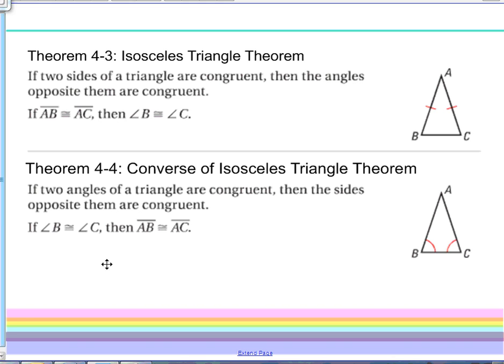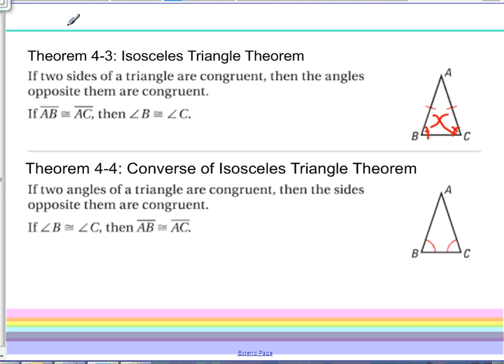Now with the isosceles triangle, we have a couple theorems we're going to be talking about. We have theorem 4.3, which is the isosceles triangle theorem, which states if two sides of a triangle are congruent, then the angles opposite them are congruent. So for example, we have sides AB and AC. The angles opposite them would be angle B and angle C, so this angle right here and this angle right here. What this theorem states is that these two angles are congruent to each other.